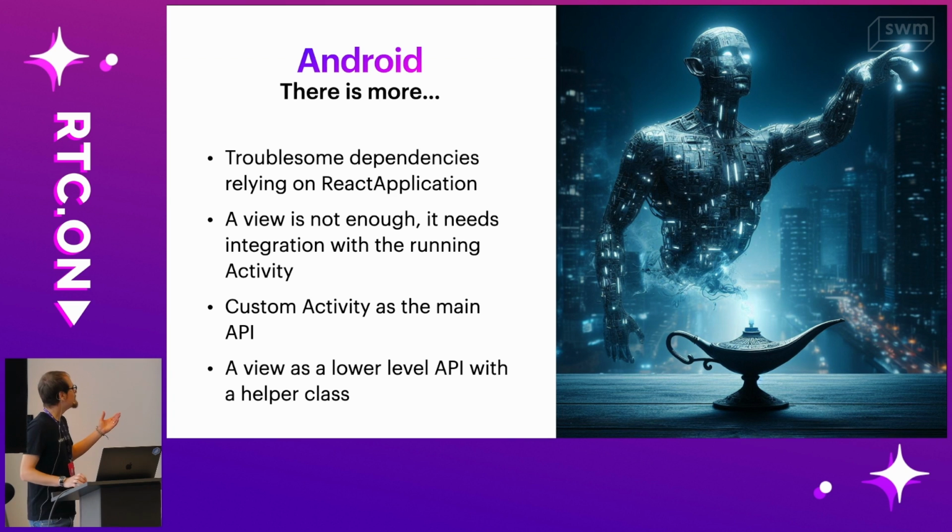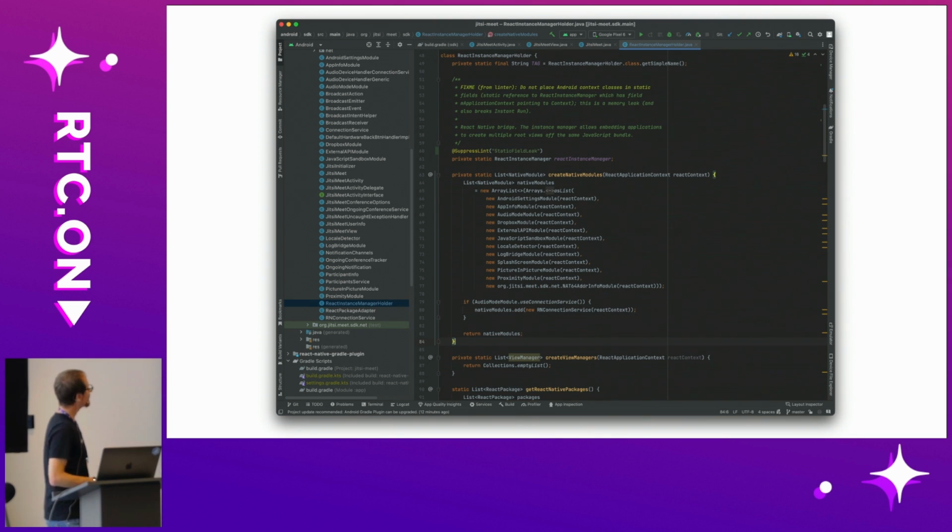Also on Android, just a view is not enough because you need to wire it to the activity. You need a lot of lifecycle hooks to, for instance, get the permissions and handle linking. So we ended up settling on a high-level API, which is an activity, and a lower-level API, which is a view, in case you want to do the wiring, plus some auxiliary classes so that you can glue the two together. The way it looks, first of all, we have our little thing to hold on to the React Native Instance Manager.